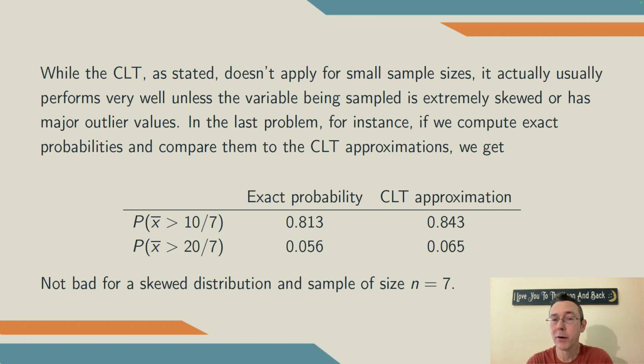So I actually went back and computed probabilities exactly for this last example. I said it was hard to get a distribution for the number of accidents over the course of 7 days, but it's not impossible, and I did some code for that, and I got these numbers. For the probability that x bar is greater than 10 sevenths, the exact probability is 0.813. The central limit theorem approximation was 0.843. So we were off by about 3 percentage points. Similarly, for more than 20 accidents in a week, the exact probability is 5.6%, and we got 6.5%. So we're off by a little, but not by an extreme amount. Not bad for the central limit theorem approximation, considering how little work it actually took us. The computation was extremely simple compared to the computation I had to do for those exact probabilities.